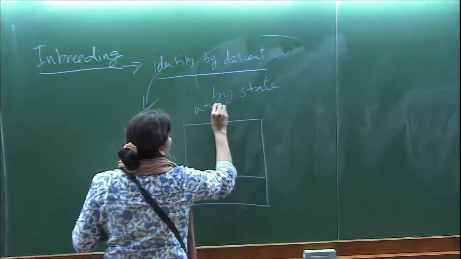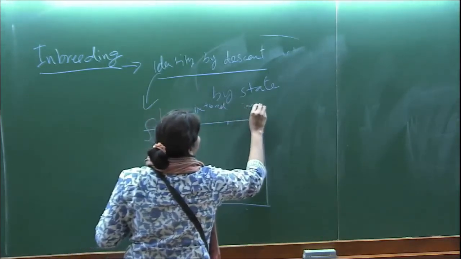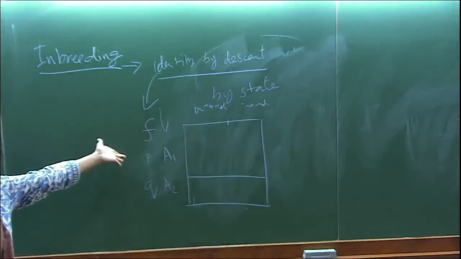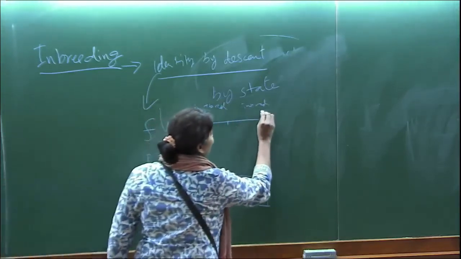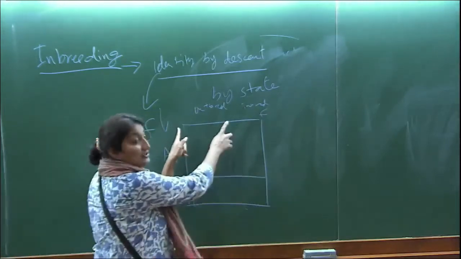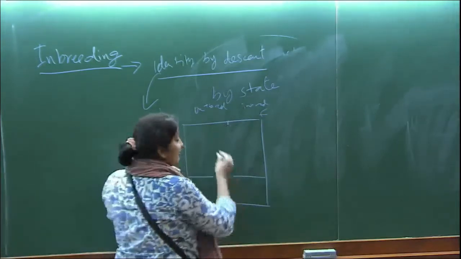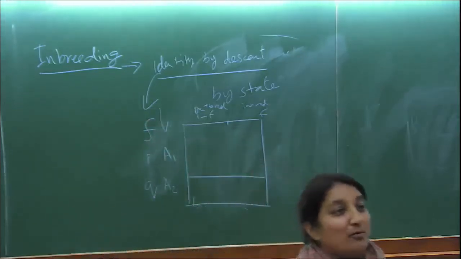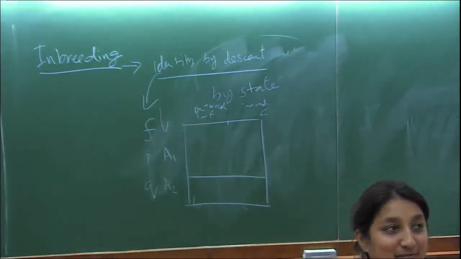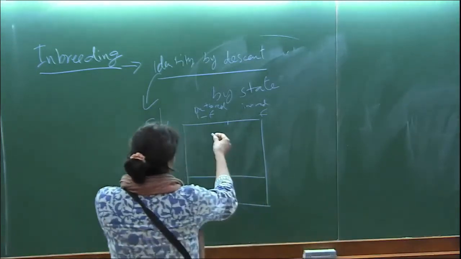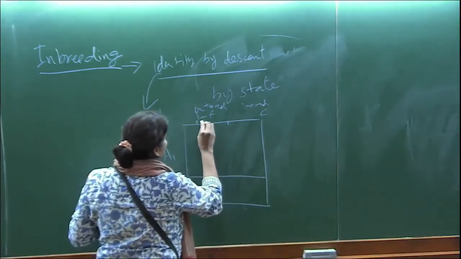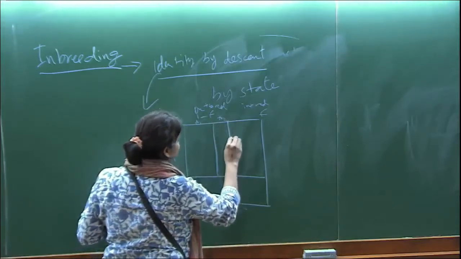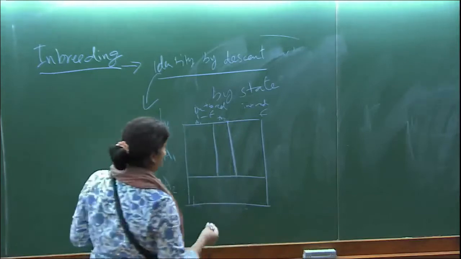Outbred and inbred. If the chance of inbreeding is F, the proportion of this will be F. And what about this? Should be 1 minus F. If you're not inbred, the probability of that is 1 minus F. Now within this, there is A1 and A2, right?